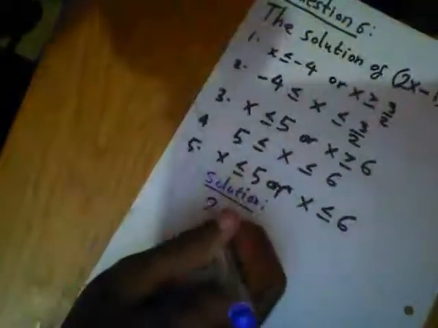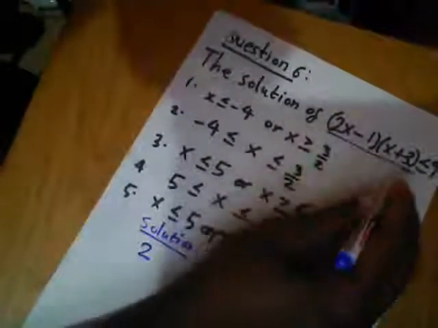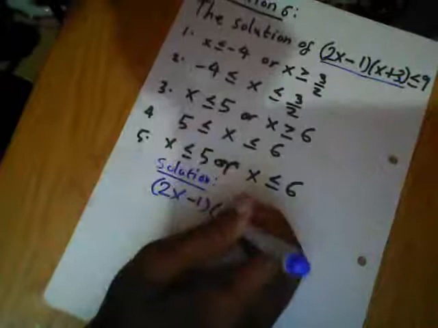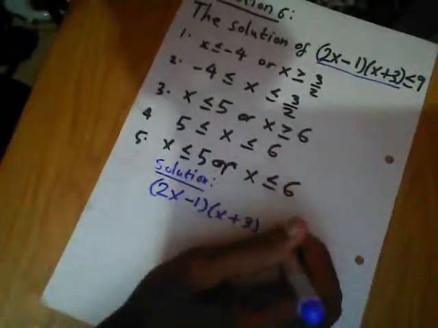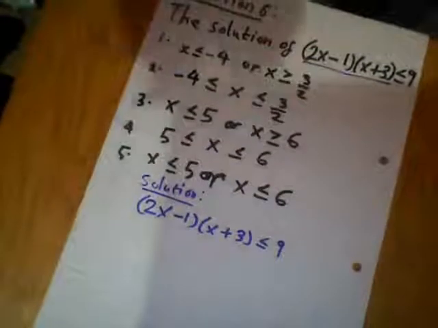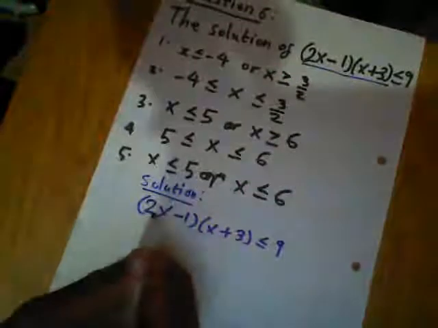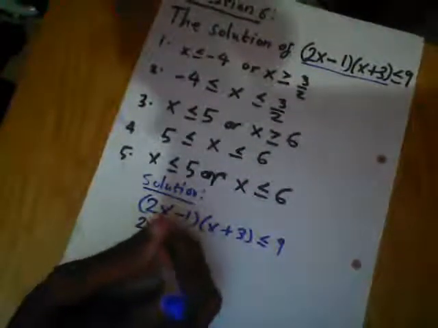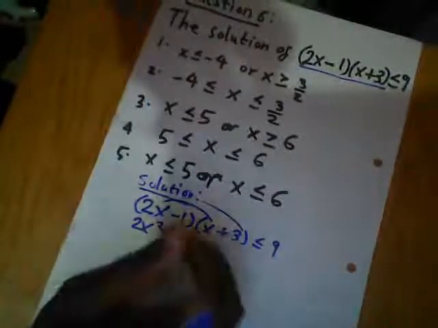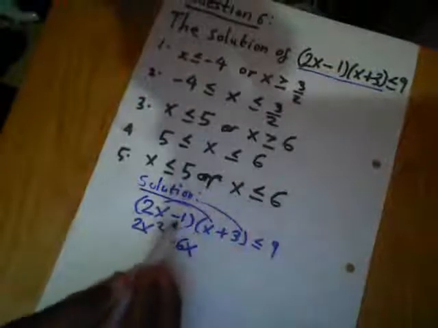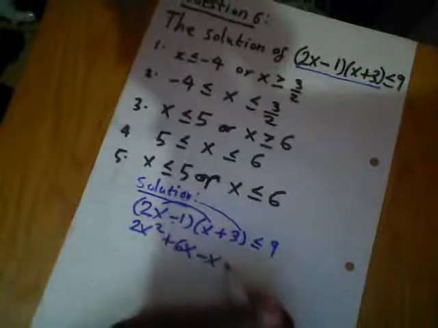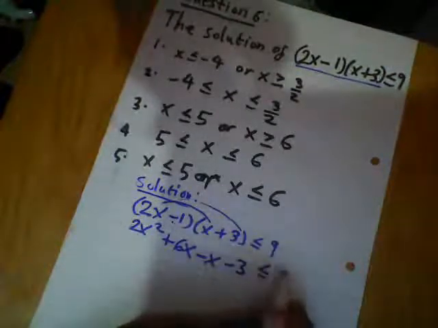So my question says 2x minus 1, bracket, and then x plus 3, less or equal to 9. I'm going to expand it. 2x times x is going to be 2x squared, the first one with the first one. The first one with the second one: 2x times 3 is going to be plus 6x. Now the second one with the first one: negative 1 times x, negative x. Negative 1 times 3, negative 3, is less or equal to 9.